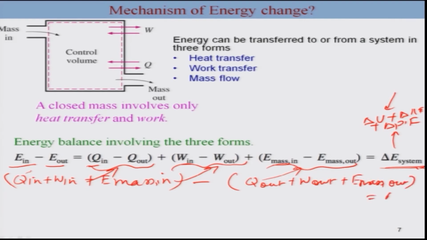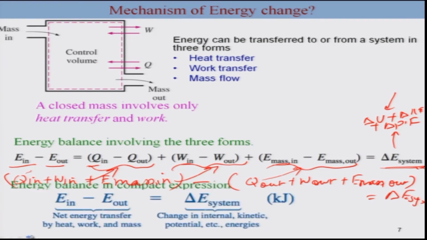Okay. This is equal to delta E system. So you can also do that. So it's the same expressions here. So this can be generalized in a very simple way, where we write E in minus E out, where this represents net energy transfer by heat, and that's the reason why this expression here was used, because this is a net heat transfer, this is a net work transfer, this is a net mass flow. So these are the different components of it.